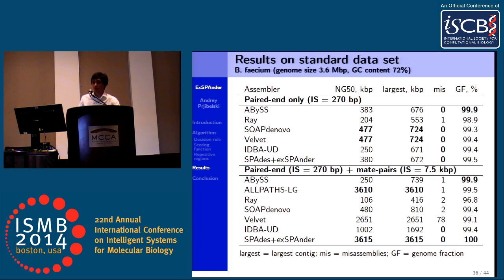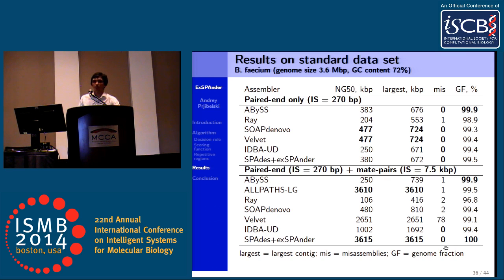We actually do pretty well on standard bacterial datasets. As you see, when assembling paired-end datasets, all assemblers do pretty well, but when it comes to mate pairs, SPAdes can assemble a complete genome with no misassemblies, recovering 100% of bases.